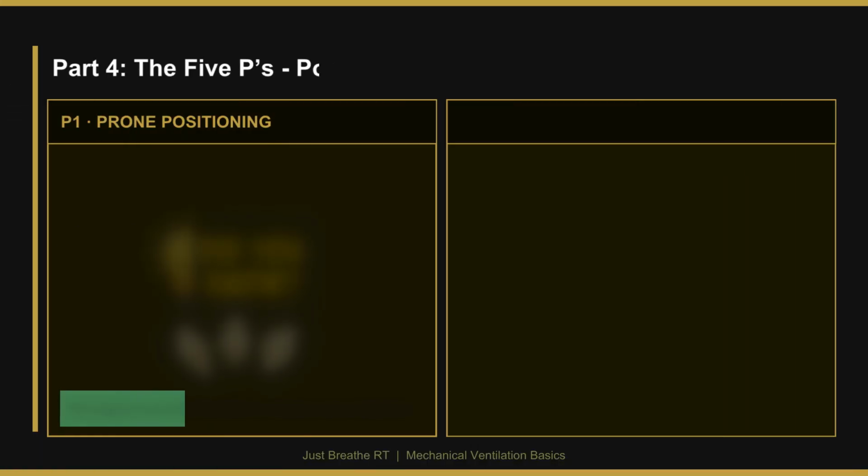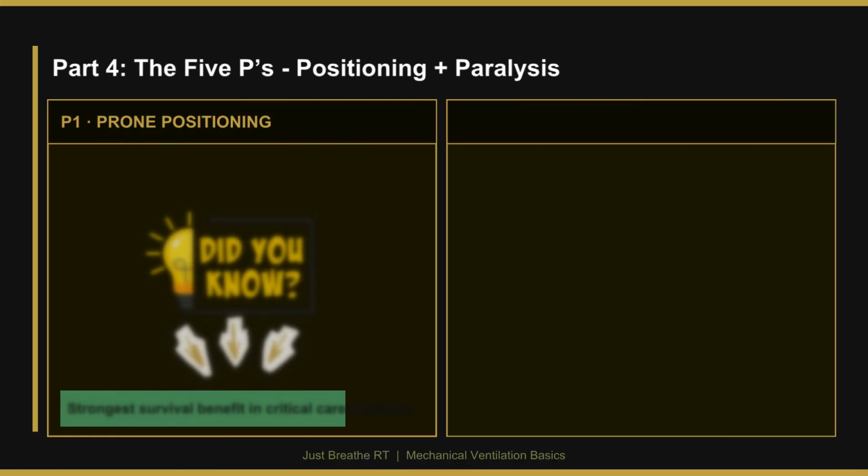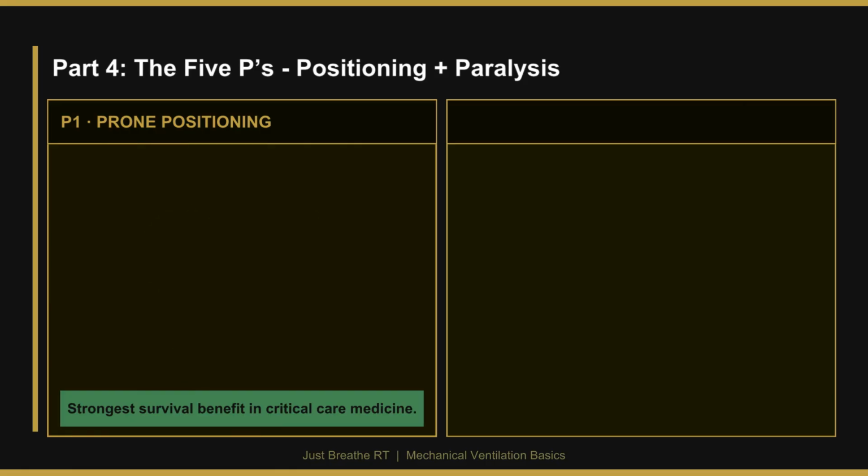The 5 Ps framework provides a structured, evidence-based approach to ensure that every major ARDS intervention is systematically considered for every patient. The first P, prone positioning. Proning is one of the most powerful interventions in severe ARDS.